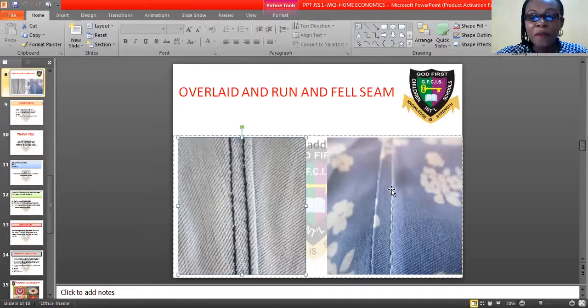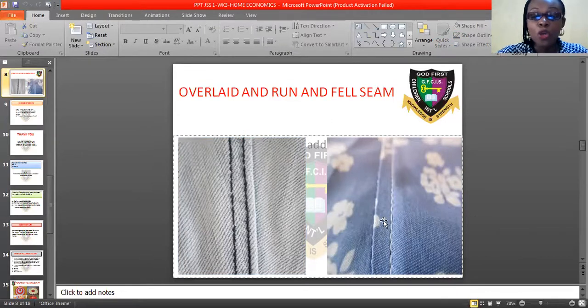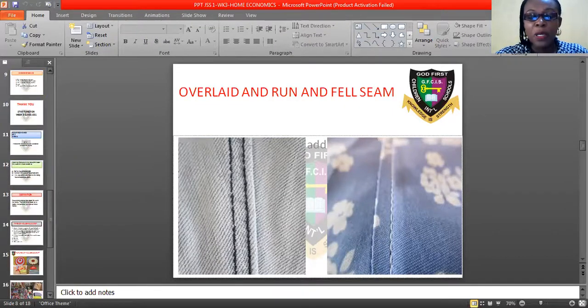This is run and fell seam. This one has been sewed inside and sewed inside. If you look at it, you will not know how it is being sewed, so you'll be wondering how it is done. These are the types of seams and the examples of seam as well.